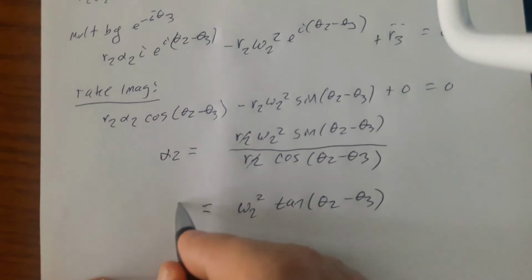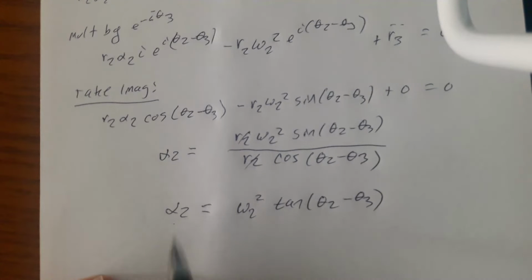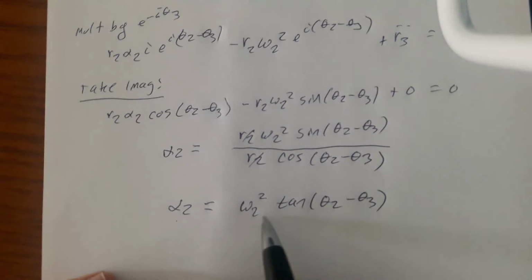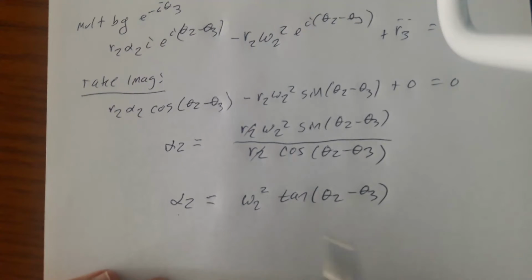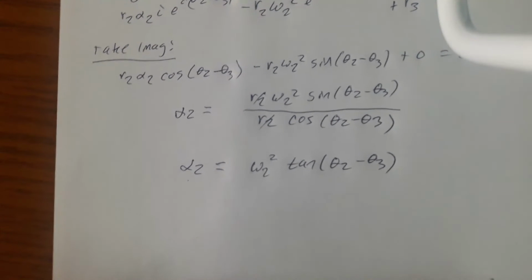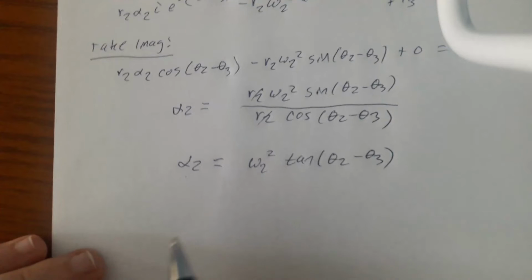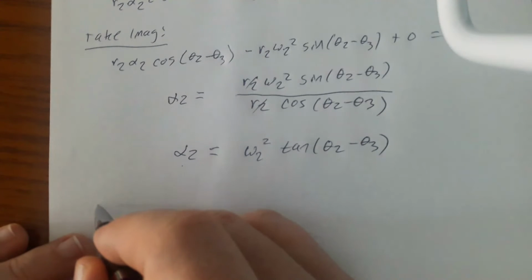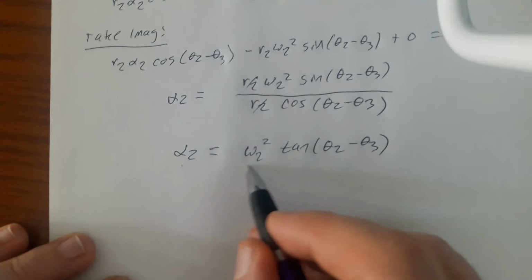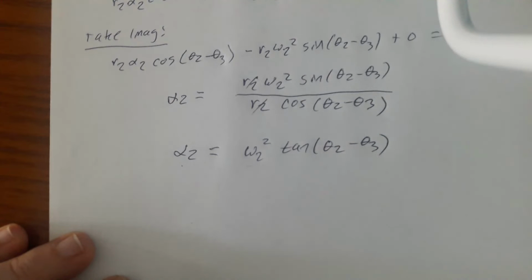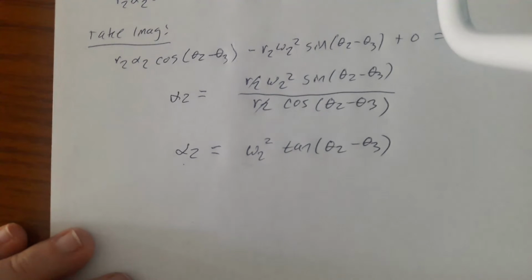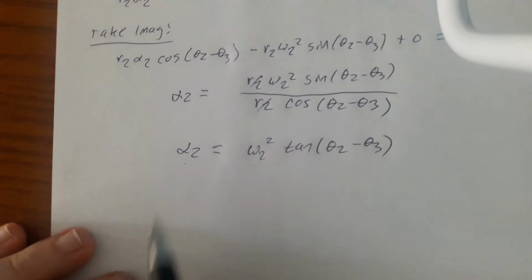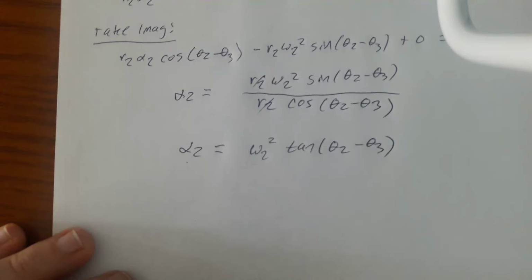And so you can see what's going on is the angular acceleration of length 2 is proportional to the angular velocity squared, and then you've got a tangent factor going on as well. And so the fact that we've got omega squared in the equation, that's why setting the alpha equal to 0 doesn't make all the accelerations go to 0.